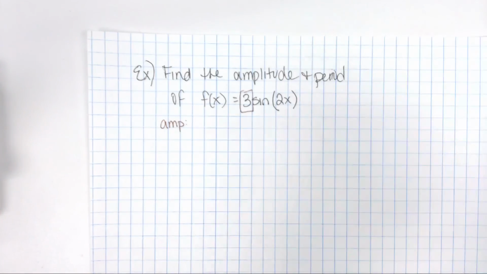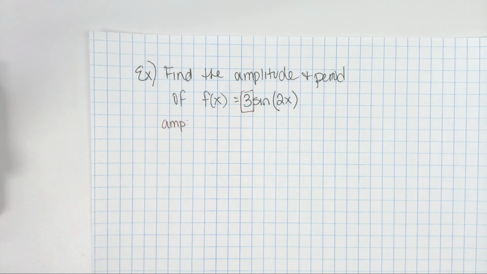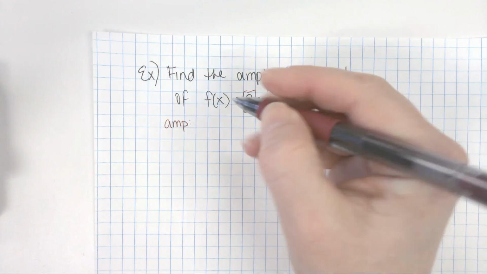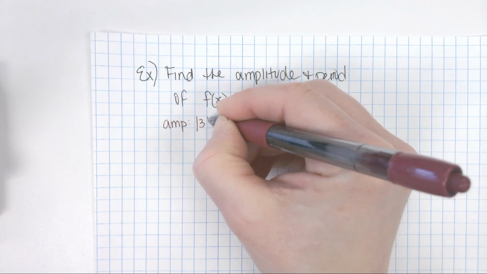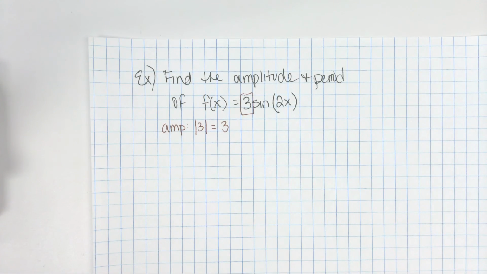So my amplitude then is the absolute value of 3, which is 3. I don't really need to write that down. Just be aware if it was a negative, we don't say negative amplitude, because it's the height of the wave. It's basically the height from the middle to the top of the wave.